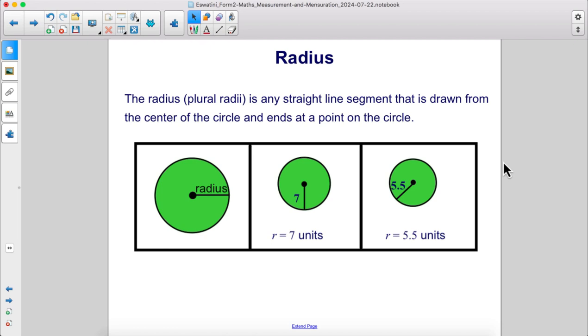The radius is any straight line segment that is drawn from the center of the circle and ends at a point on the circle. So here, this is the radius. Here, the radius is 7 units long. Here, it's 5.5 units long.